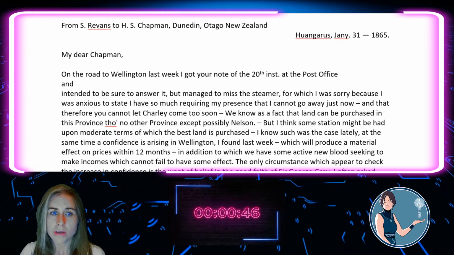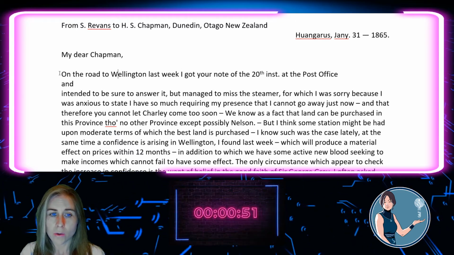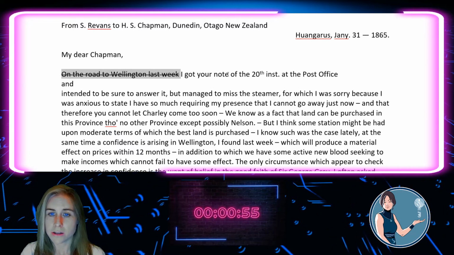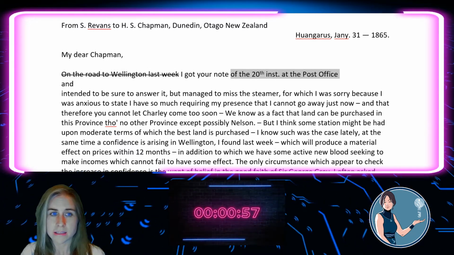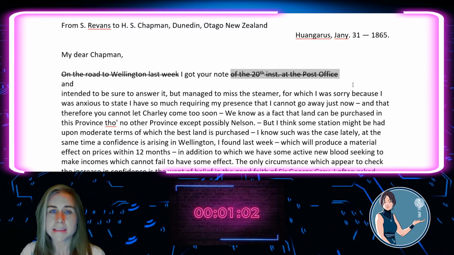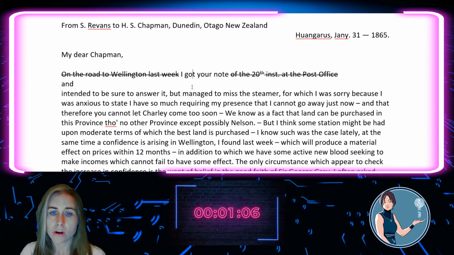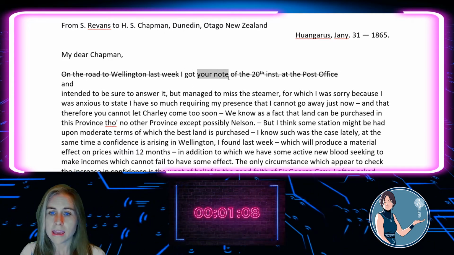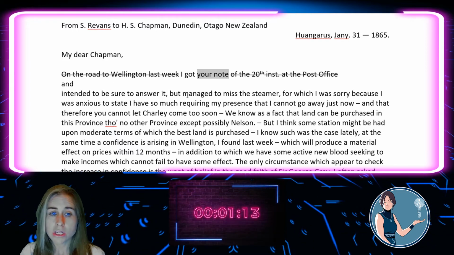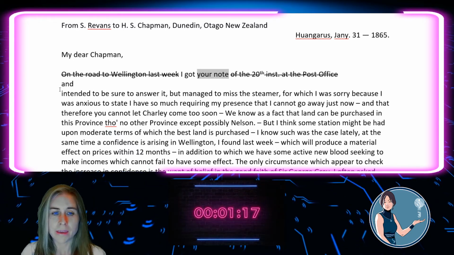So what I'm going to do now is use the strike through function on a word to get rid of the bits that I don't necessarily need for this particular part of the analysis. I got your note. That is a single clause. There's a subject, I, a verb, got, and a direct object, your note. And that's all there is to it. Let's do another one just to make sure you understand.